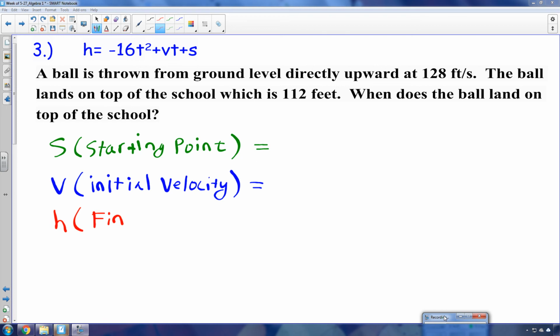So take a second and think about what your starting point is. Where did the ball start? How fast was the ball going when this thing was thrown or whatever? And then what was the final height? Where did it wind up in the end when it came to rest?